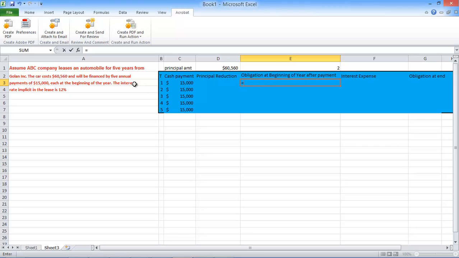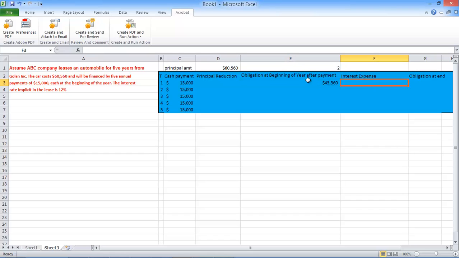So in the first year, as soon as we got this car, we made a payment. And that payment has actually reduced our obligation by this. So this is the obligation at the beginning of year.